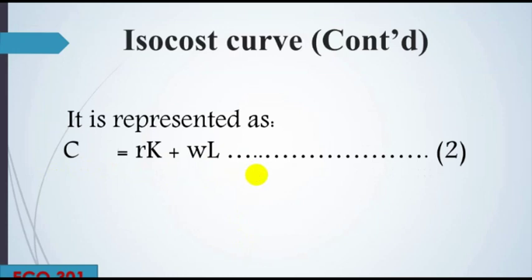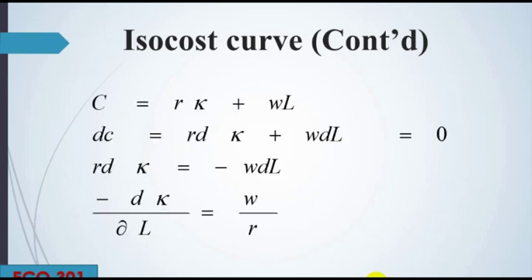Equation 2. Total cost is equal to interest paid on capital multiplied by the units of capital plus wage rate multiplied by labor units, where C is the total cost expended on factor input, K is the capital, L is labor, R is the interest paid on capital, and W is the wage paid on labor. C = RK + WL.